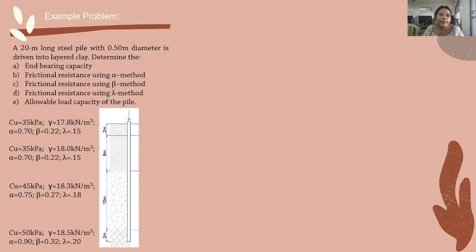Next problem, we have a 20-meter long steel pile with 0.5 meter diameter driven into layered clay. This is composed of around 4 layers with different properties. Determine the end bearing capacity, the frictional resistance using the alpha method, the frictional resistance using the delta method, and lastly, the allowable capacity of the pile.